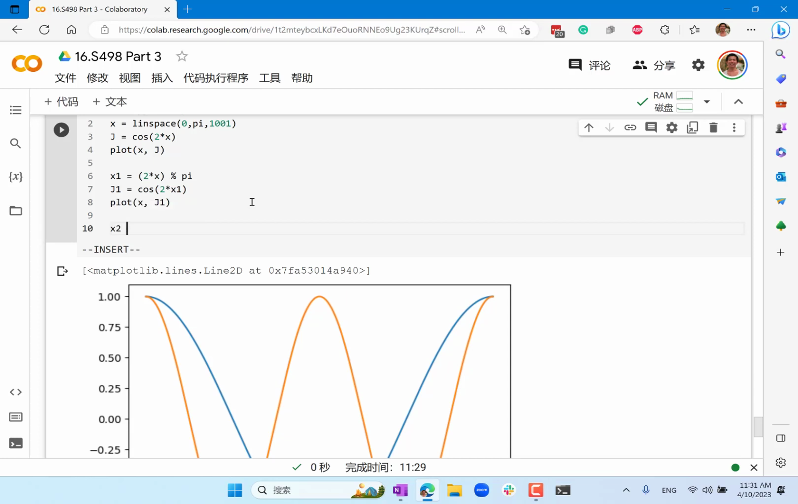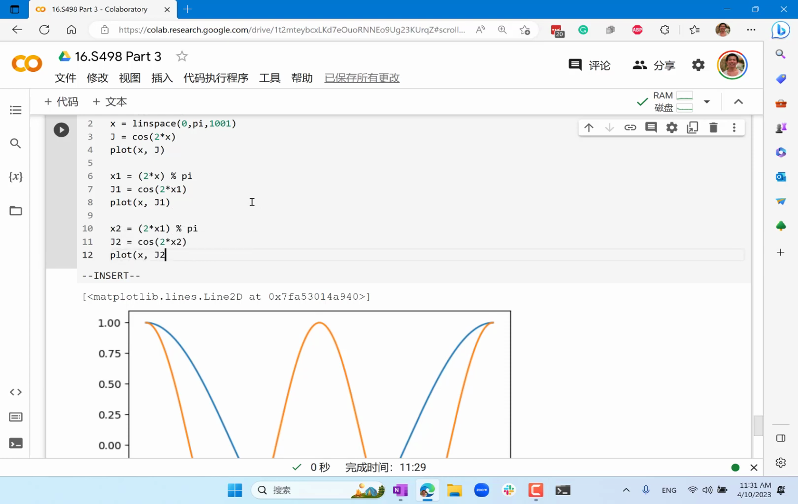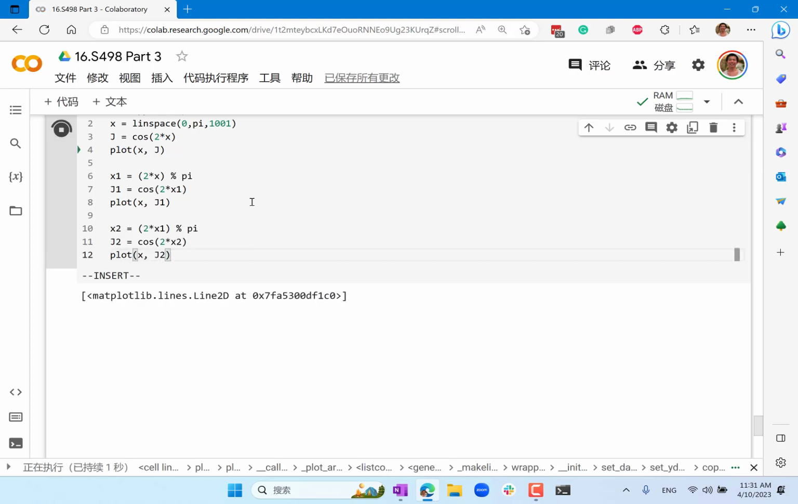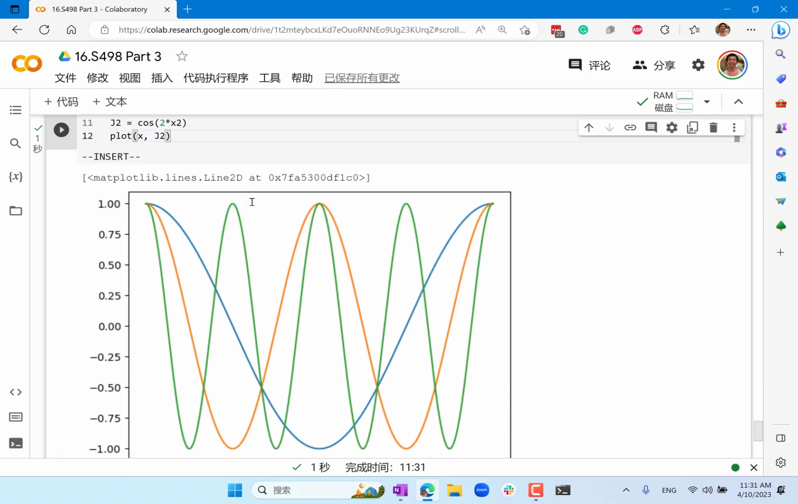Now let's say x2 would be, again, using the same formula, but applied to x1, right? Just applying the map another time. So j2 would be cosine of 2 times x2. And if we plot x and j2, we get the green curve. So the green curve is essentially the blue curve, the original function, but repeated 4 times as opposed to twice.